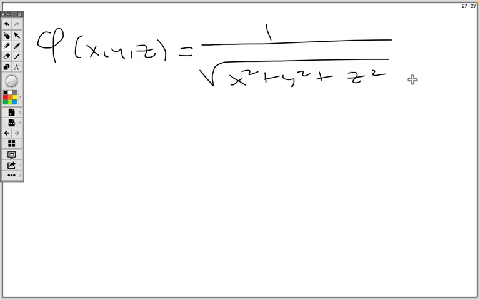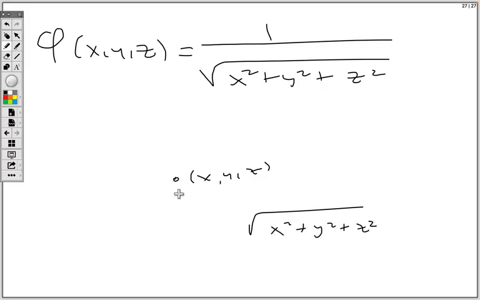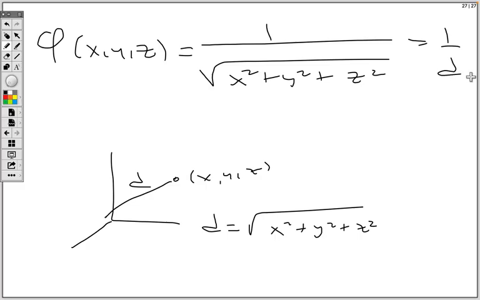The square root of x squared plus y squared plus z squared, what's that calculating? If you have a point x, y, z, what does this calculate? Yeah, this calculates the distance. That's the distance to the origin. So that's your distance d. So this is the reciprocal of that. Okay?